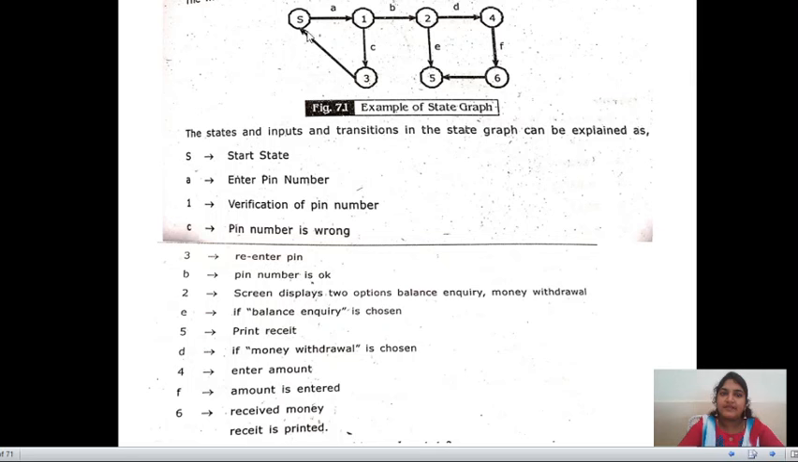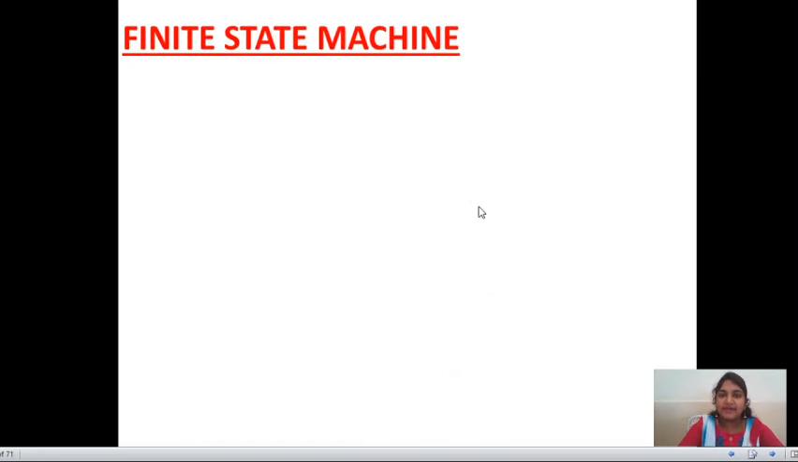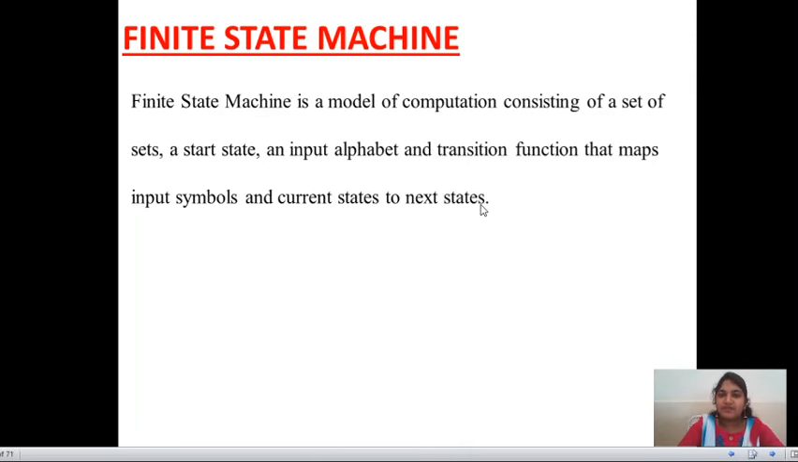All these nodes, or rounds, the circle format, are nothing but states, and the link, the arrow mark, is a transition. So this is an example of a state graph. Next, what is meant by finite state machine? A finite state machine is a model of computation consisting of a set of states, a start state, an input alphabet, and a transition function that maps input symbols and the current state to the next state. All these combined are known as FSM, finite state machine.